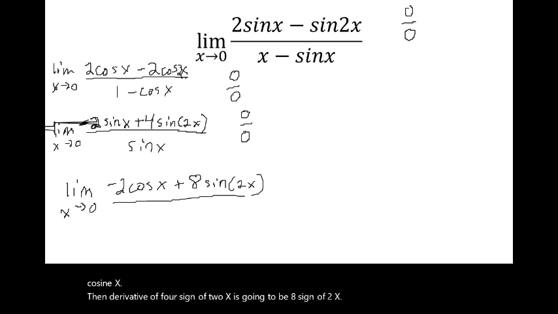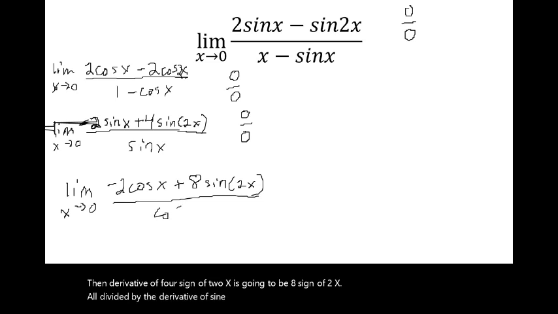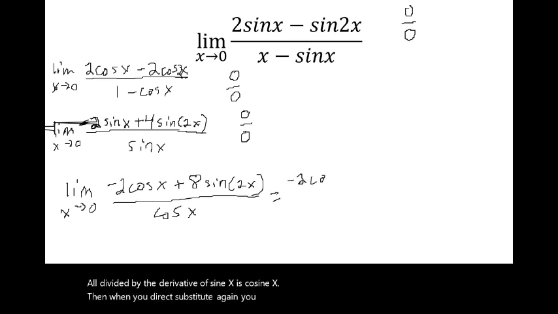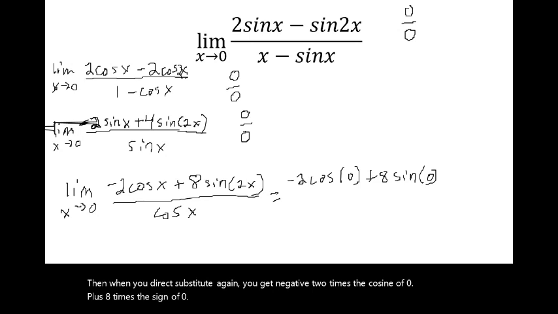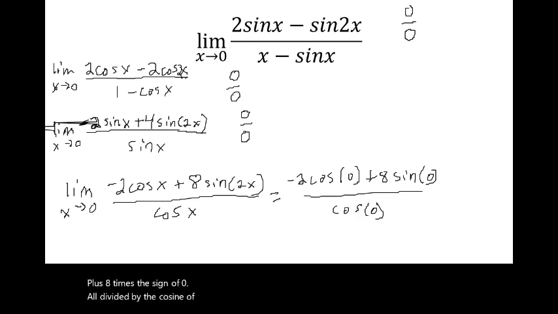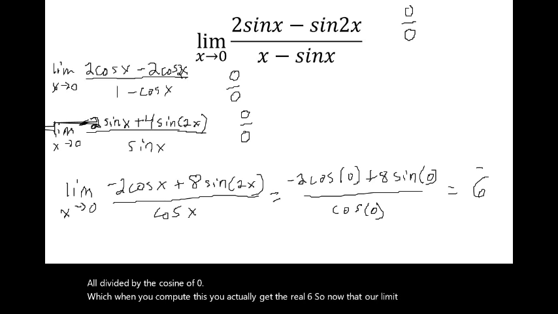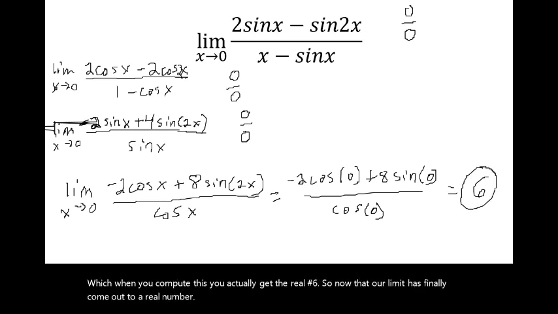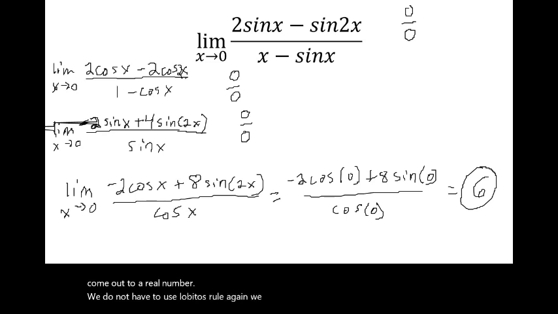All divided by the derivative of sine x, which is cosine x. Then when you direct substitute again, you get negative 2 times the cosine of 0 plus 8 times the sine of 0, all divided by the cosine of 0, which when you compute this, you actually get the real number 6. So now that our limit has finally come out to a real number, we do not have to use L'Hopital's rule again. We are actually finished.